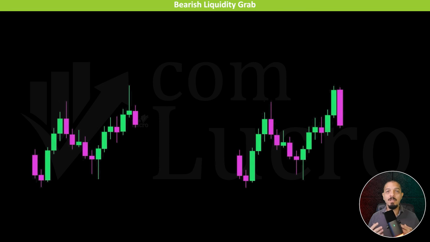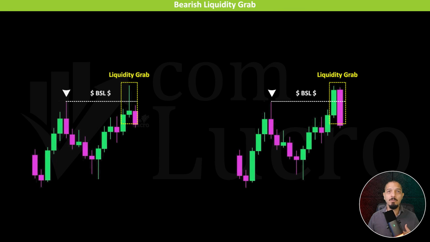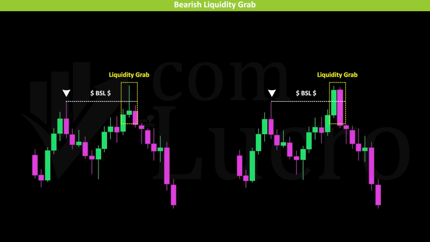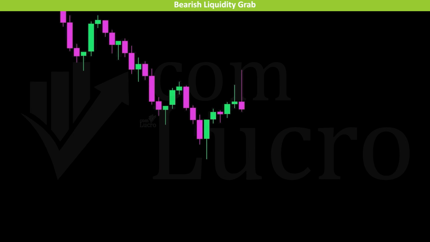A bearish liquidity grab occurs when price moves above a key liquidity level, triggers stop losses and buy orders, and then quickly reverses back below that level. This shows that buyers are trapped and that selling pressure has taken control, often leading to a downward move, especially within a clear downtrend. Now, building on that idea, if the market gathers enough liquidity, the next move is likely to push downward, creating a potential short opportunity.